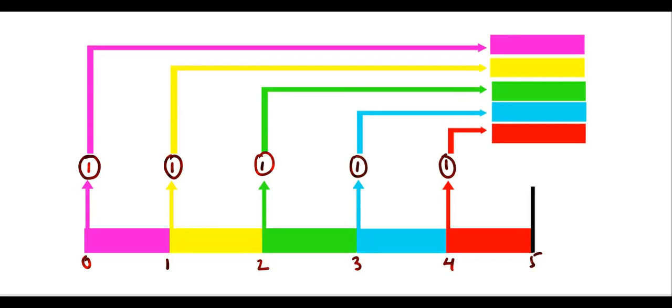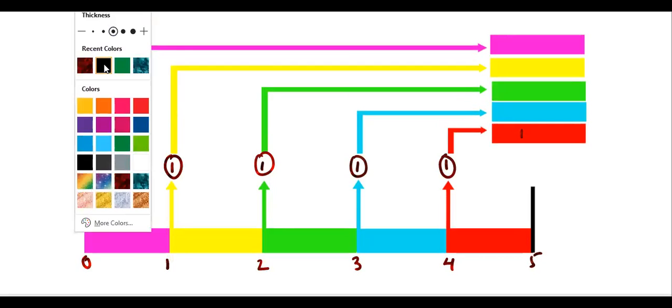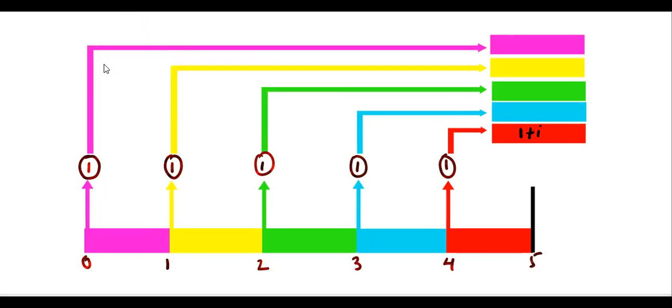So if you find the value, you will get 1 plus i. The starting one is 1 plus i. Then this is 1 plus i squared.